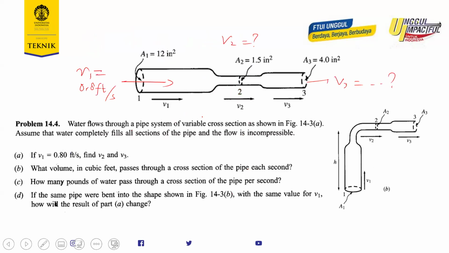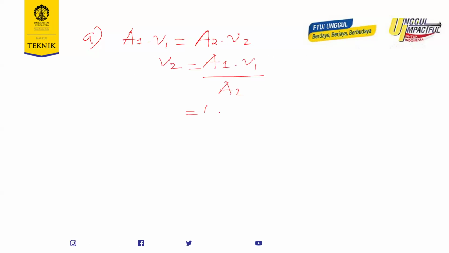This becomes 12 times 0.8 divided by A2. A2 is 1.5. So it becomes 6.4 feet per second. So this is the speed at point 2.